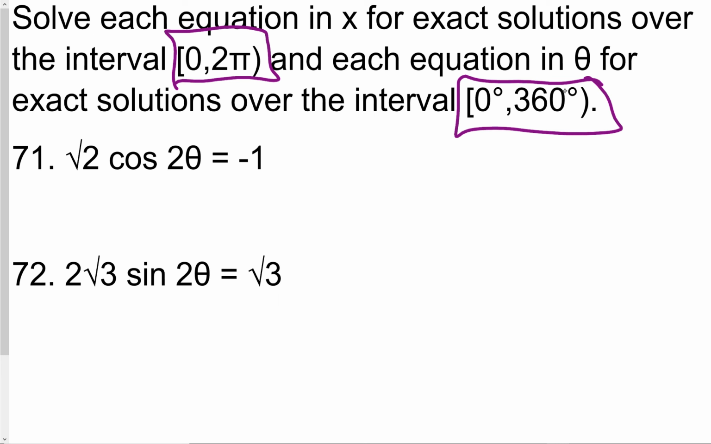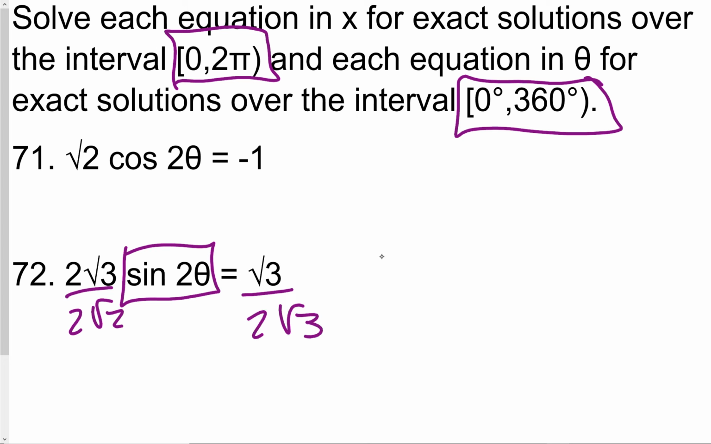0 to 360. Okay, so figuring out this one, we're going to get that by itself. So divide by 2 root 3, divide by 2 root 3. So we get sine of 2 theta, so not quite theta yet, equals 1 half, right? Because these would cancel.